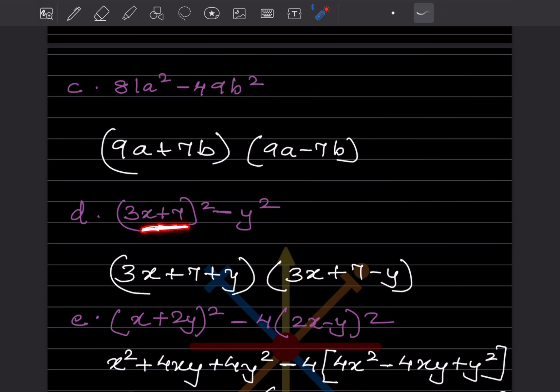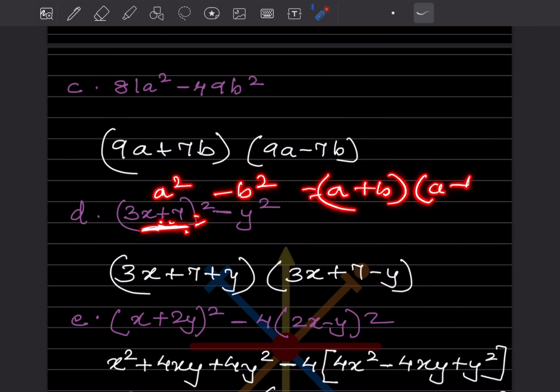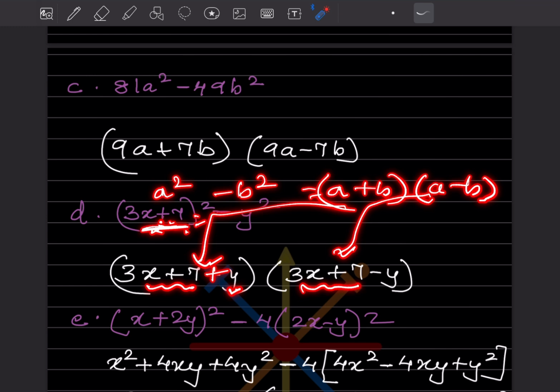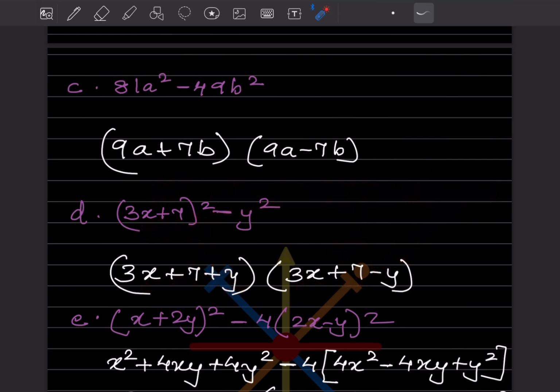Now for this one, this also is in the form of a square minus b square, but a is going to be 3x plus 7. So what will you do? This is square of it. So that is going to be a plus b, and a minus b. So a is 3x plus 7, b is going to be y, that is plus, so same here. And again here a is 3x plus 7 and this minus as it is, and b is y.